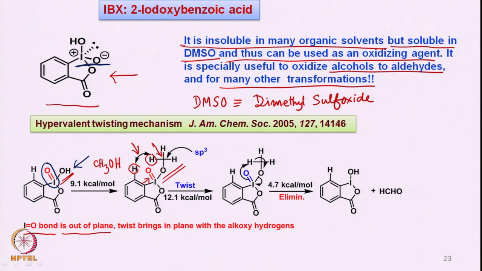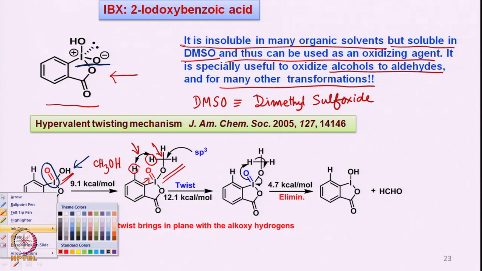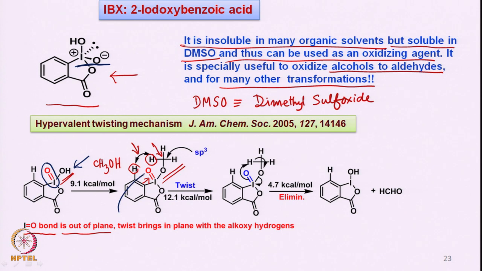Now, the oxidation wouldn't occur unless the oxygen here at this reagent is in plane with the hydrogen that needs to be removed during oxidation. So basically what happens is there is some sort of twist that has to occur where the iodine oxygen double bond is twisted so that it allows the hydrogen and this oxygen to be in the same plane, and then the oxidation can take place.